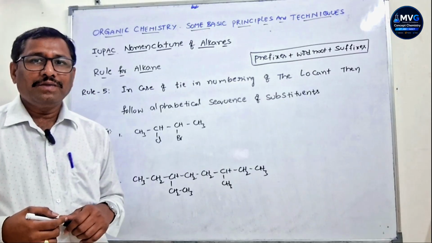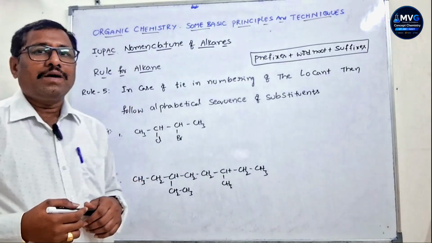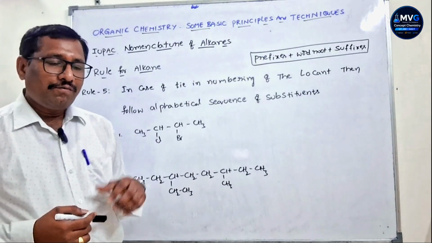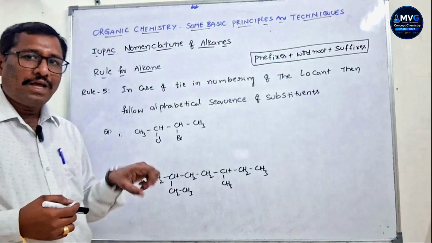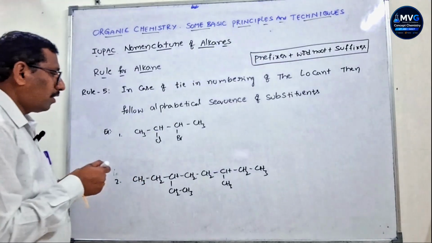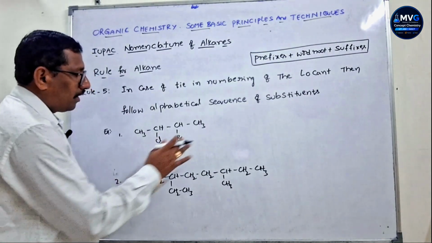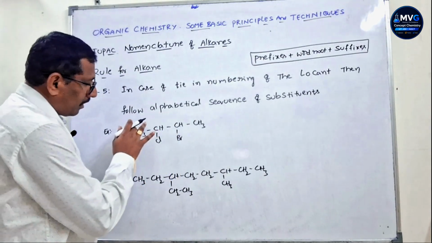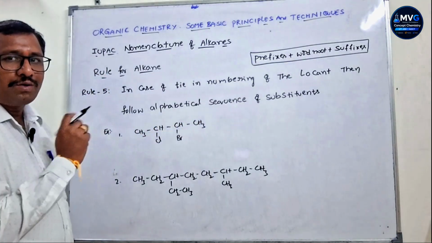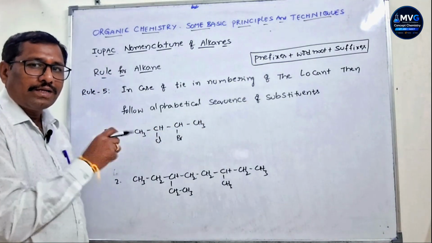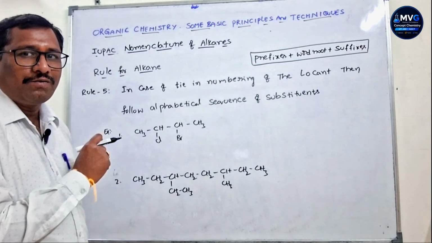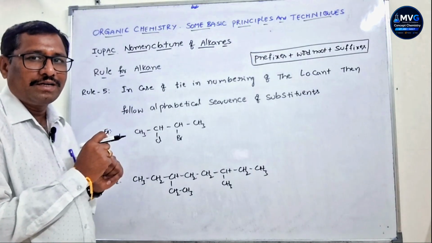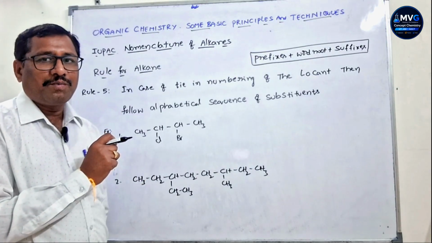Next, students, rule number 5. In case of a tie in numbering of the locants, then follow the alphabetical order. Tie in numbering of the locants means, if, for example, two different substituents are there at equal positions. Suppose on this side, second position chlorine is there, and this side bromine is there. We can number from this side or this side; the locants also come the same, the lowest possible number also comes the same. This side second and third, that side second and third, 2 plus 3, 5 only, both sides. In that case we should follow the alphabetical order.